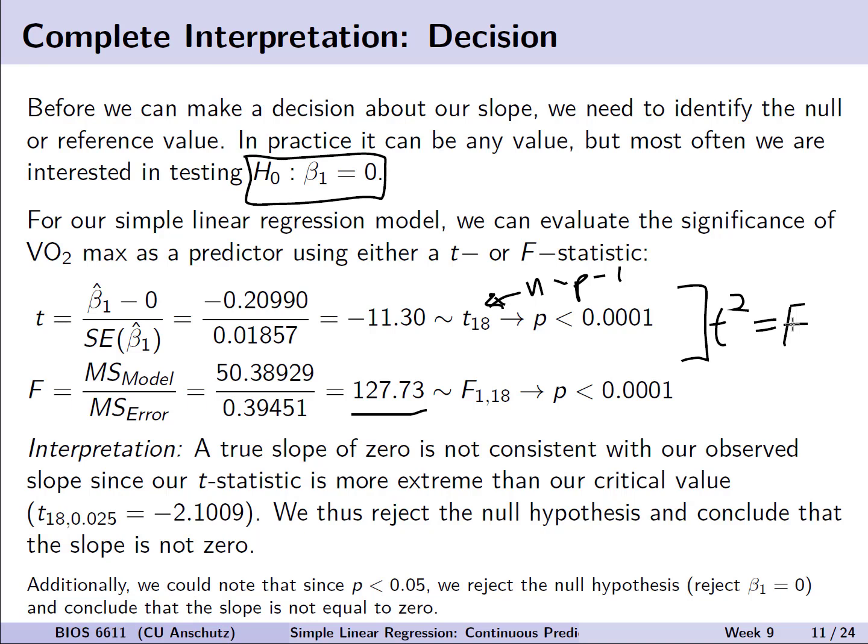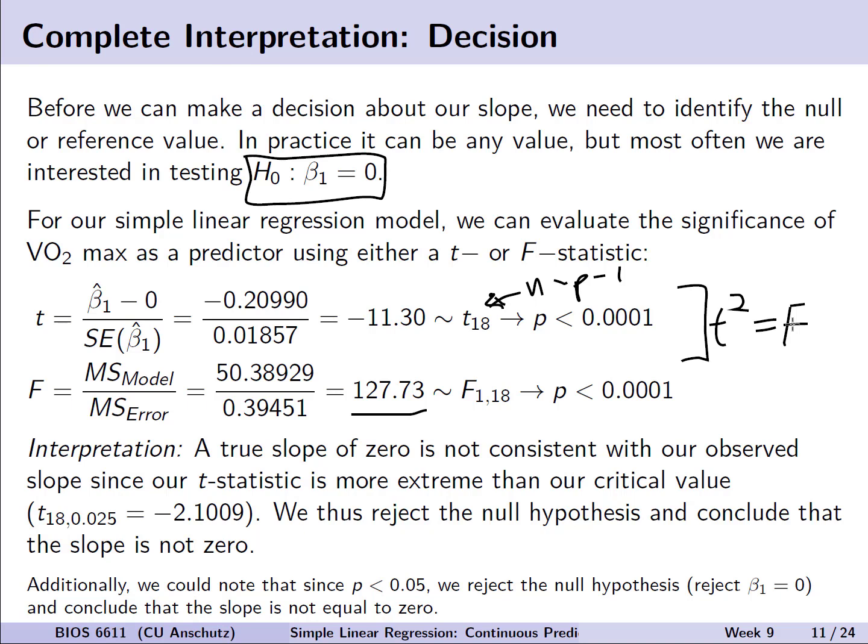Our interpretation then in this case is that a true slope of 0 is not consistent with our observed slope, since our t statistic is more extreme than our critical value, which is t at 18 degrees of freedom at 0.025. Here, because we're at a negative value, we're looking at that lower tail instead of the 0.975 of the upper tail. We thus will reject the null hypothesis and conclude the slope is not 0.